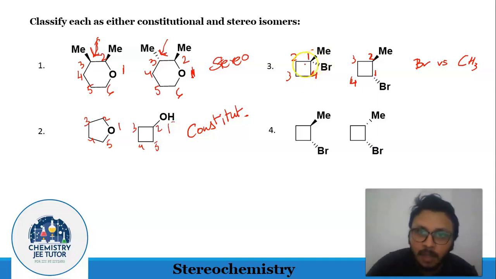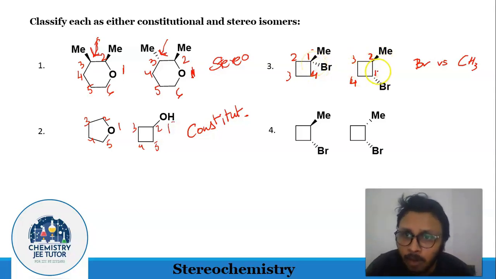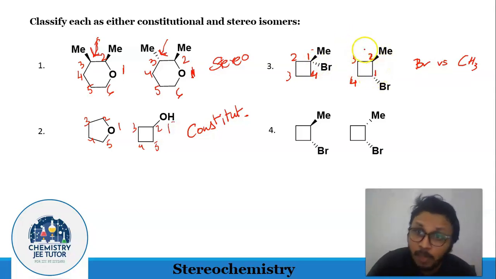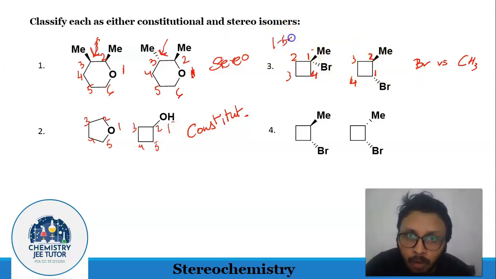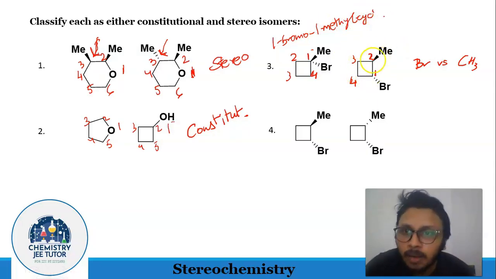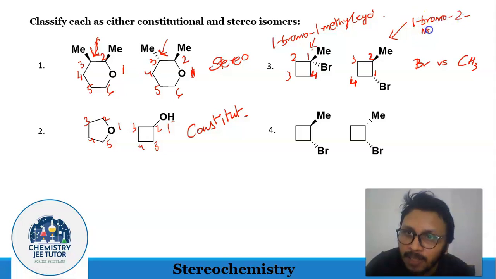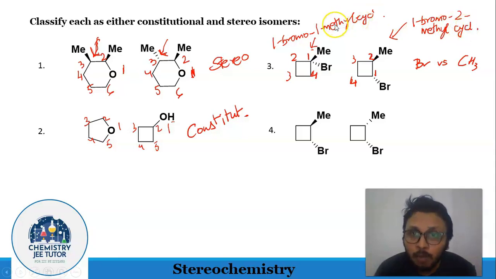Okay, let's see. In this case, we have a methyl group at the 1 position and a bromo group at the same 1 position. Let us get to the second example. We have a bromo group at the 1 position and a methyl group at the 2 position. Let us write the names then. 1-bromo-1-methylcyclobutane. I'm not writing it in full because it doesn't matter. So this is a 1-bromo-1-methylcyclobutane.